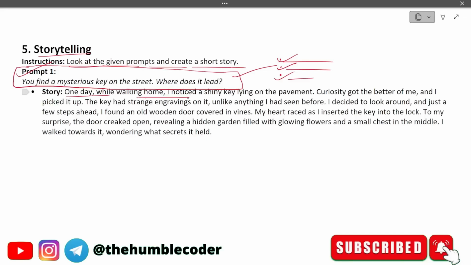One day while walking home, I noticed a shiny key lying on the pavement. Curiosity got the better of me and I picked it up. The key had strange engravings on it, unlike anything I had seen before. I decided to look around, and just a few steps ahead, I found an old wooden door covered in vines. My heart raced as I inserted the key into the lock. To my surprise, the door cracked open, revealing a hidden garden filled with glowing flowers and a small chest in the middle. I walked towards it, wondering what secrets it held.